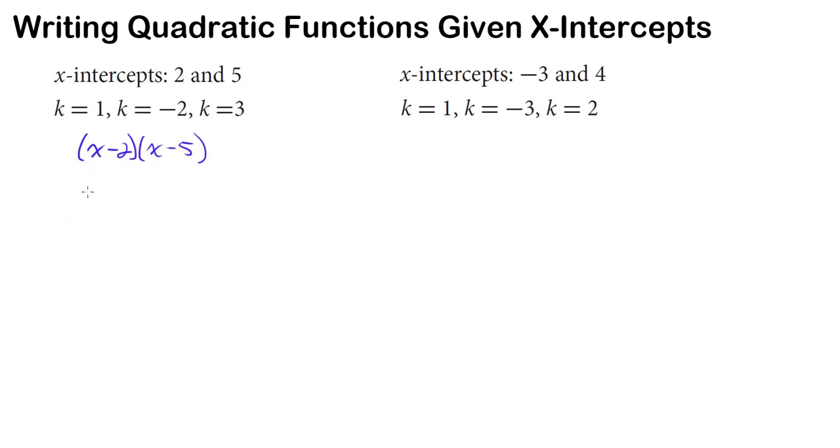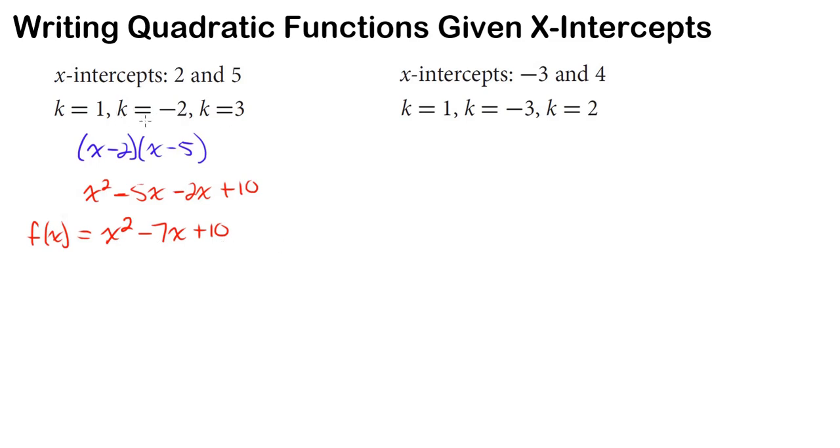So x times x is x squared. X times negative 5 is negative 5x. Negative 2 times x is negative 2x. And negative 2 times negative 5 is positive 10. And negative 5x and negative 2x combine to become negative 7x. So we have x squared minus 7x plus 10. So this is actually our first quadratic function with a k value of 1, because we know if you multiply by 1, nothing changes. So we have here f of x equals x squared minus 7x plus 10.